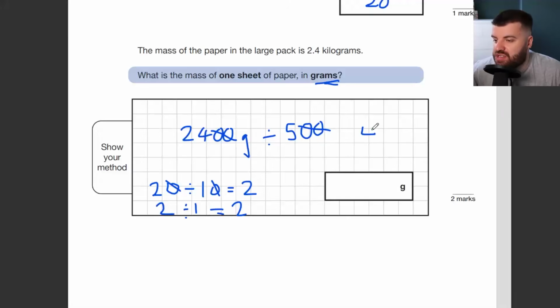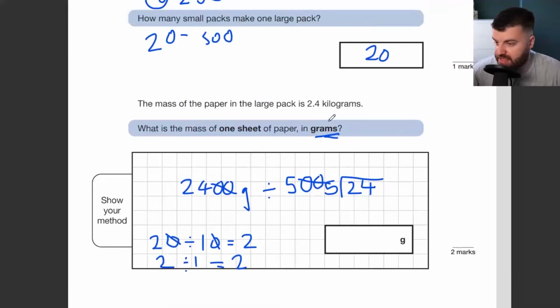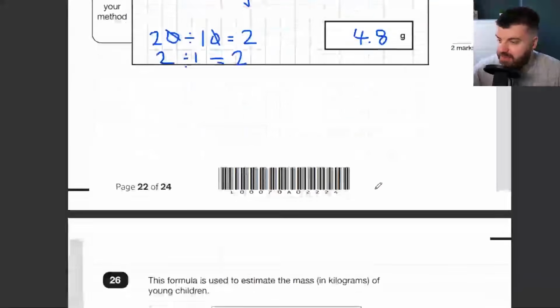So what we have to do here is 24 divided by 5. We're going to go into decimal places. Obviously nothing in there. 5 into 24 goes 4 times with 4 left over. So put in your placeholder there and add the 4 that we've exchanged. 5s into 40 go 8 times, and that's perfectly done. So 4.8 grams per sheet of paper.